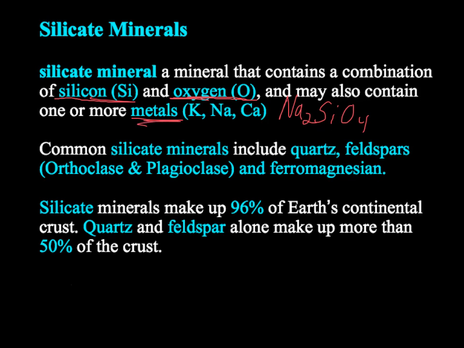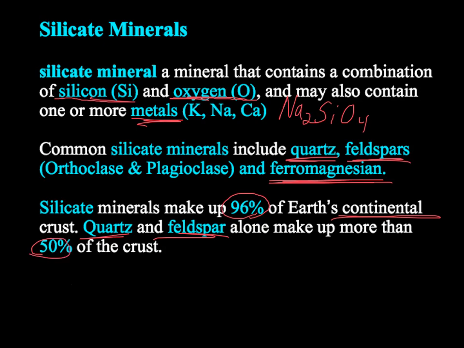All right, common silicate minerals are quartz, that's silicon dioxide, SiO2. That's your sand in your glass. The feldspars, and even ferromagnesium, in which case the metals are iron and magnesium. Silicate minerals are about 90% of the continental crust. Like I said, they're felsic. All right, quartz and feldspar alone make up over half the continental crust.